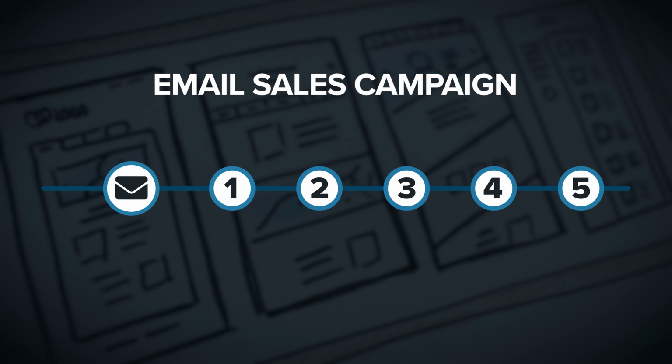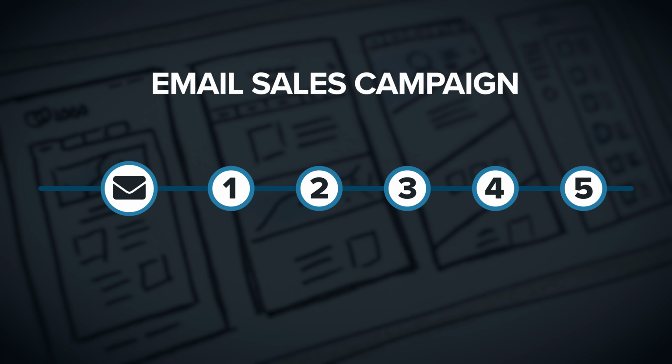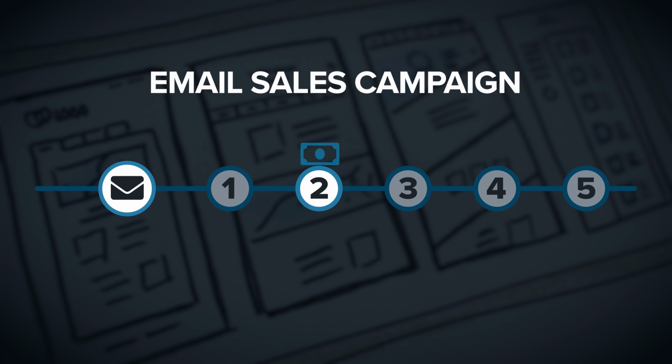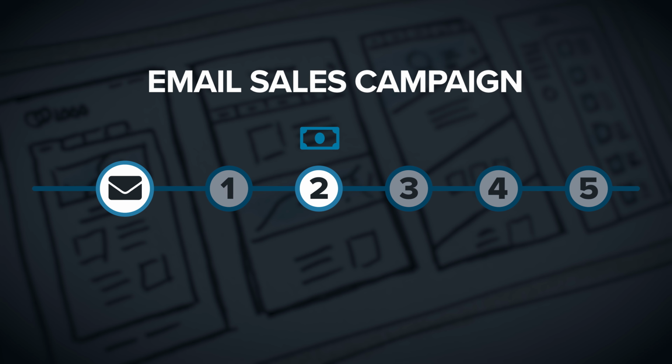Now, it's important to note that all of the popular email automation platforms will allow you to pull subscribers out of your sales campaign the moment that they make a purchase. So for example, if you have 5 emails in your sales campaign sequence, and after receiving the second email a customer buys, they won't receive emails 3, 4, and 5.